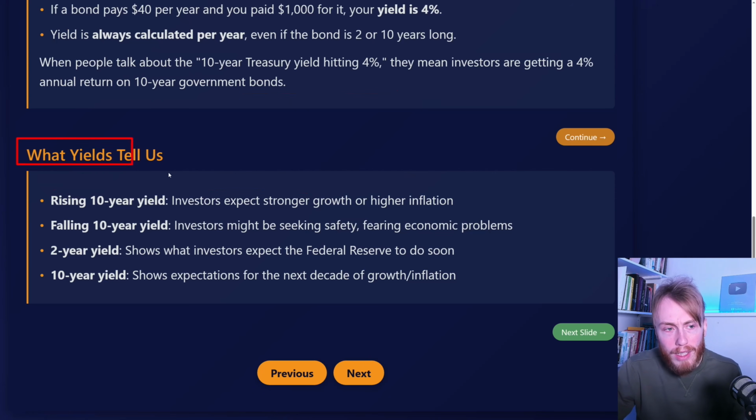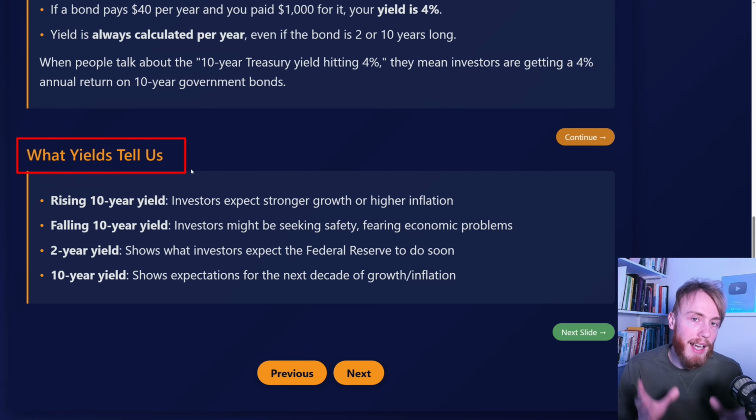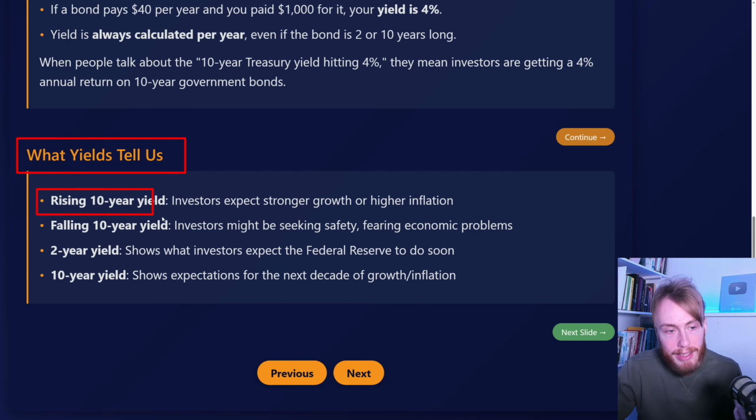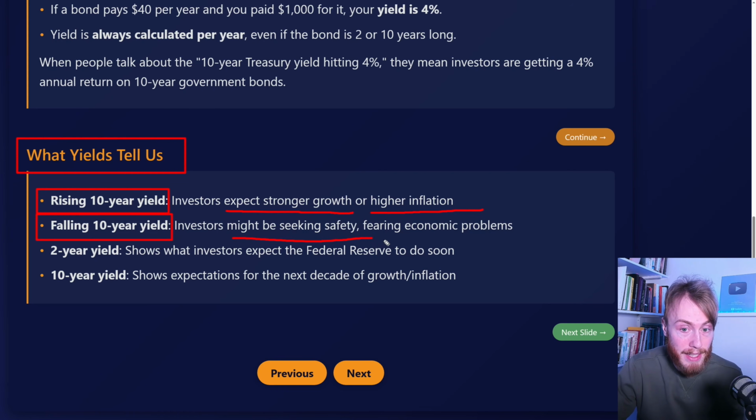But now then, what do yields actually tell us about things like growth, inflation, and so on? Well, a rising 10-year yield can mean that investors expect either stronger growth or higher inflation. But what does a falling 10-year yield mean? Well, this can mean investors might be seeking safety. And it can also mean that investors and traders are fearing economic problems.